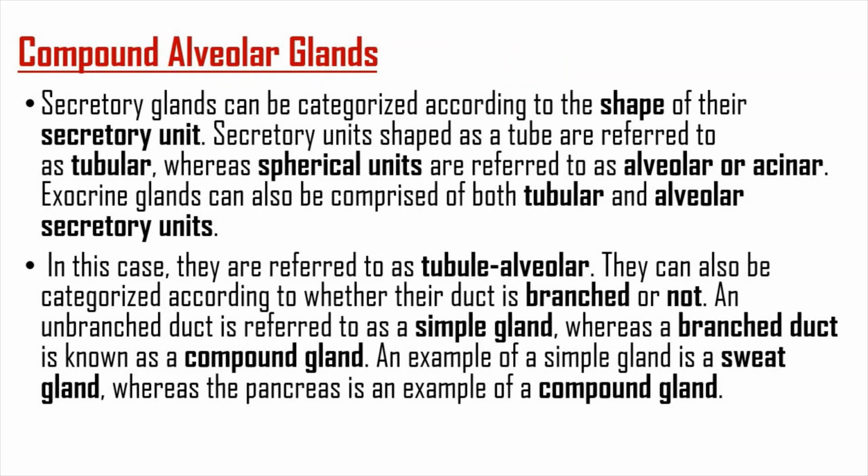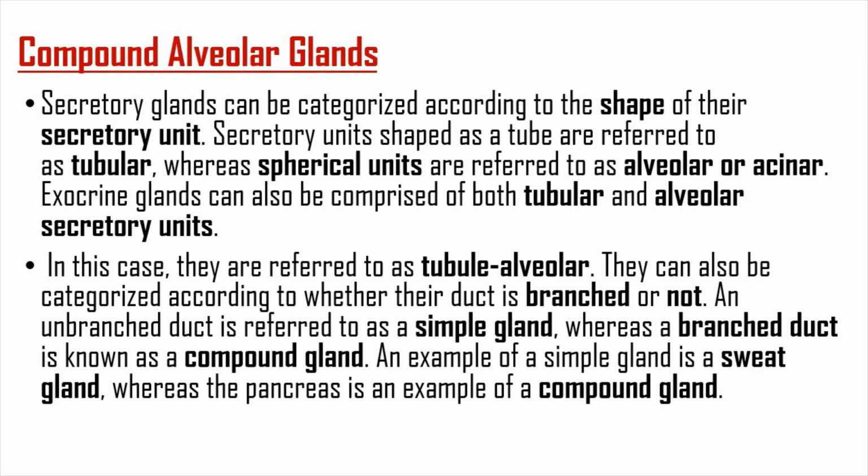Now, what are compound alveolar glands? So secretory glands can be categorized according to the shape of the secretory unit. Secretory units shaped as a tube are referred to as tubular, whereas spherical units are referred to as alveolar or acini glands. Exocrine glands can also be composed of both tubular and alveolar secretory units. In this case, they are referred to as tubular-alveolar glands or tubulo-acinar glands.